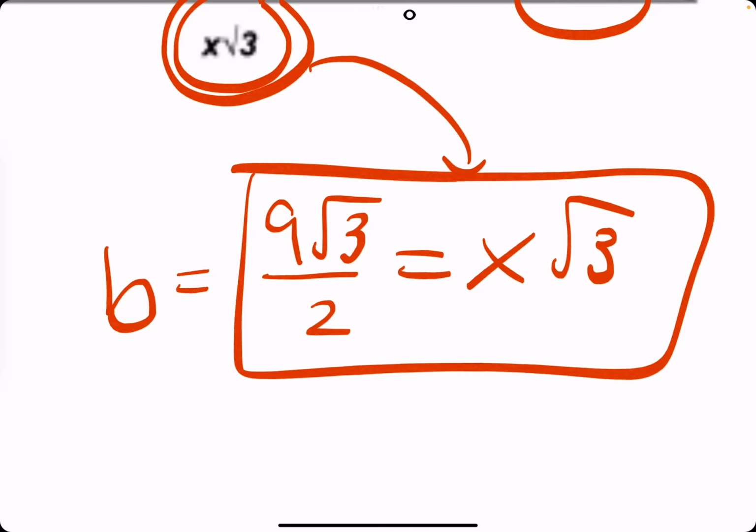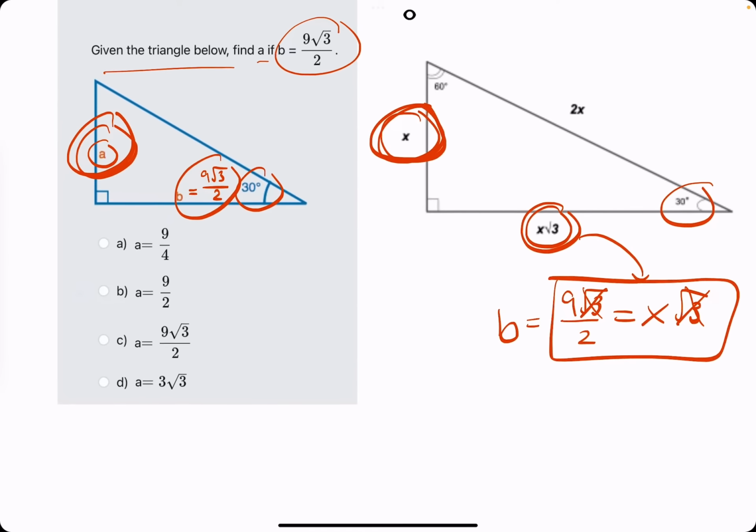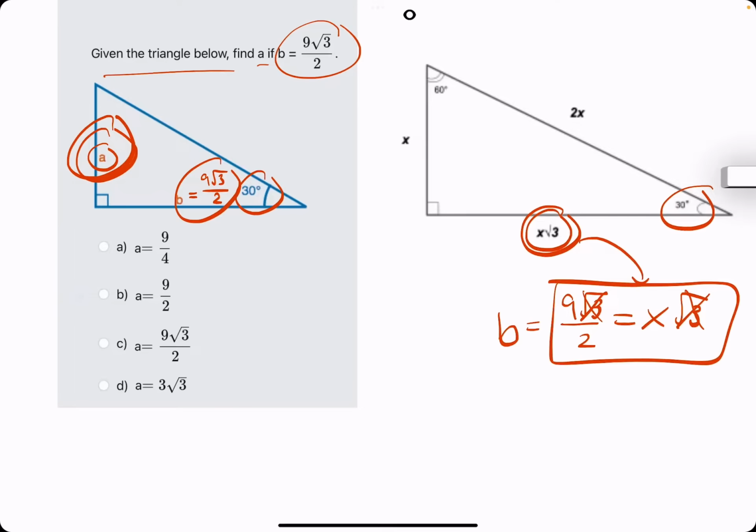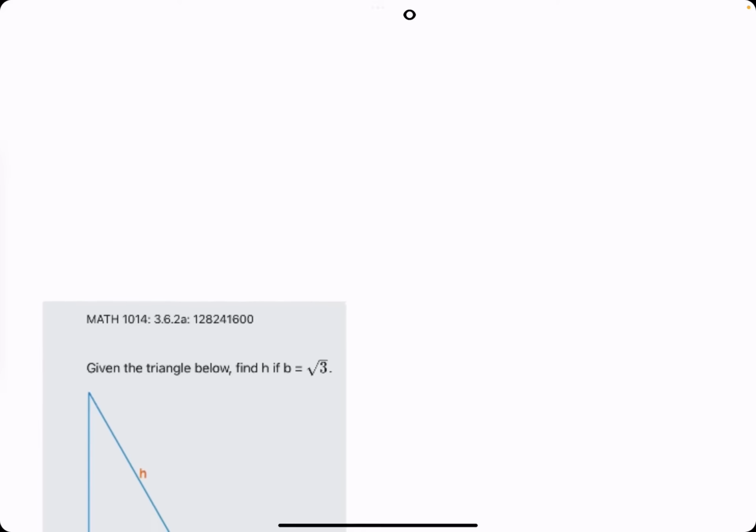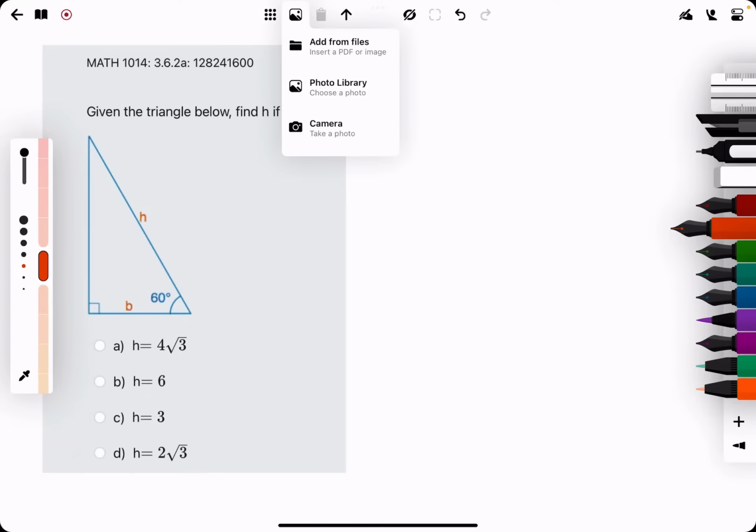Can you tell what x is? Let's eliminate the root 3's, and we see that x is just 9 over 2. So that means this is 9 over 2, and a is 9 over 2. And that's it. Pretty weird, right? Let's see if we can keep doing some more.